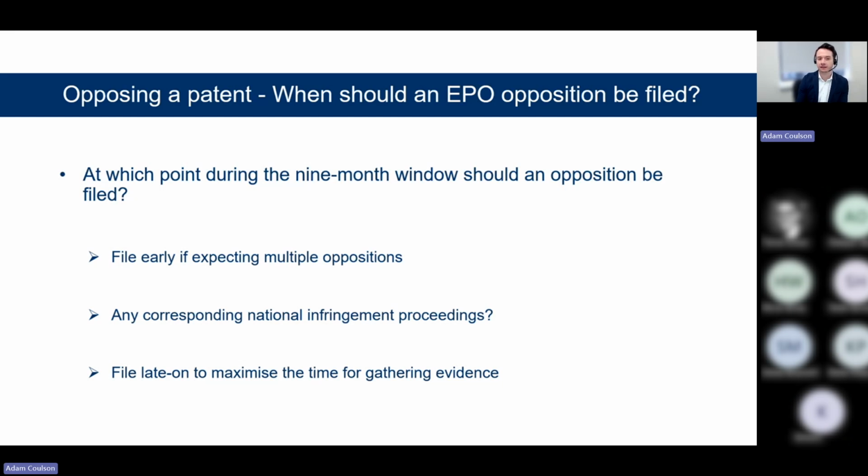Filing early on in the opposition period may be beneficial if multiple oppositions are expected to be filed. This will give you the best chance of being the first party to file an opposition and therefore being named opponent 1 in the proceedings. Beneficially, this means that it is likely that you will be the first opponent to present your case in the oral proceedings, which often subconsciously adds greater weight to your arguments as they are made before other parties submit their own arguments.